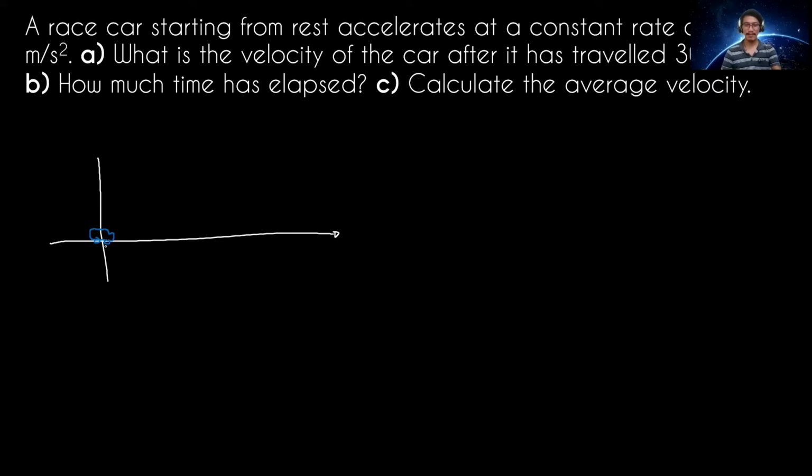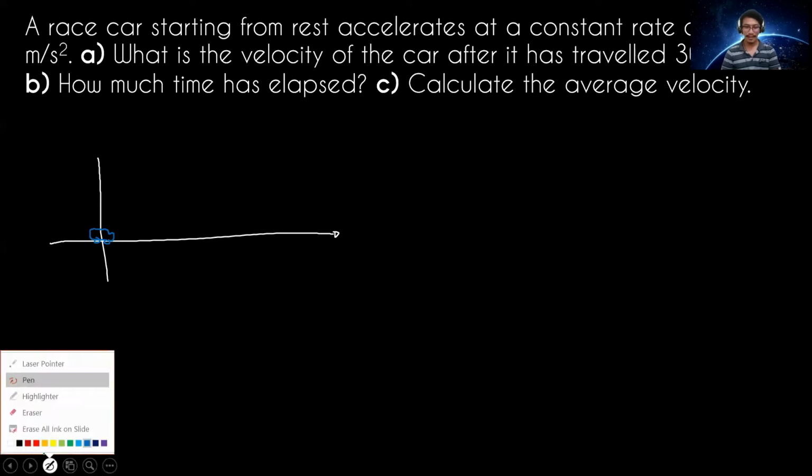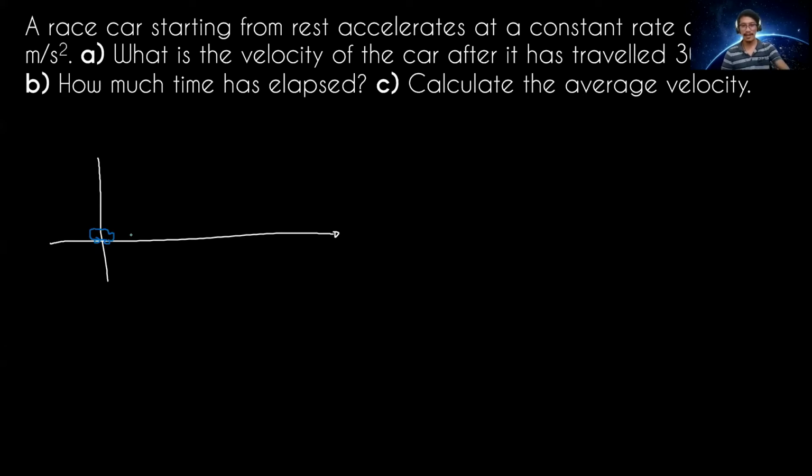And then take note of what is the description of the motion at the start of motion. At the start, what is the motion of the car? The race car is starting from rest, right? So at the start of its motion, the initial velocity is what? It should be 0 meters per second because it starts from rest. That's the initial description of its motion, okay?